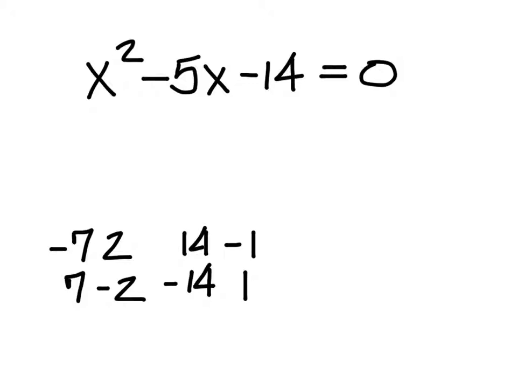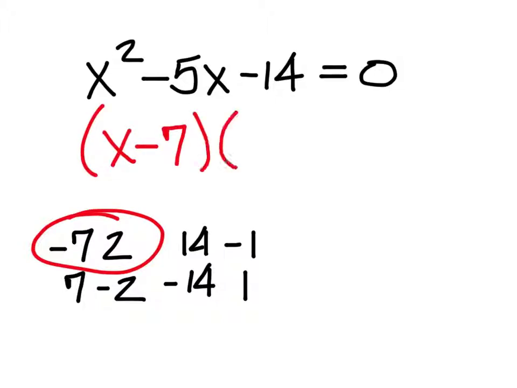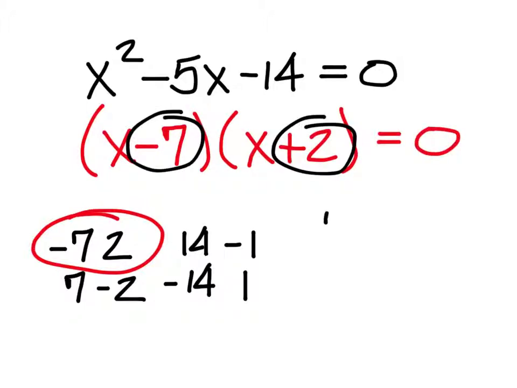Which pair of numbers will add to give you a negative 5? 7 and negative 2 would give me a positive 5. Yeah, negative 7 plus 2 would give me the negative 5. So it's x minus 7, x plus 2. But reverse these. So it's 7, negative 2 for the solution.